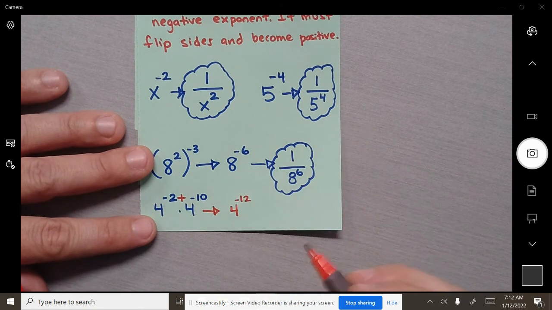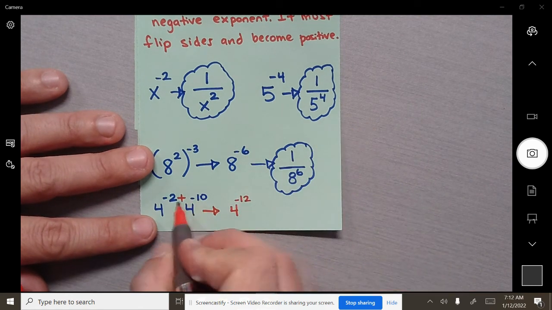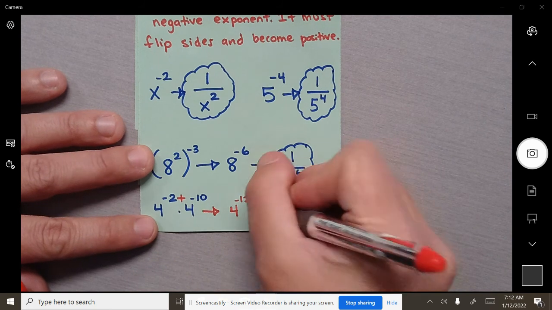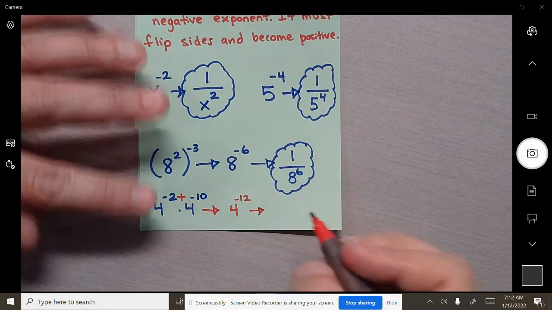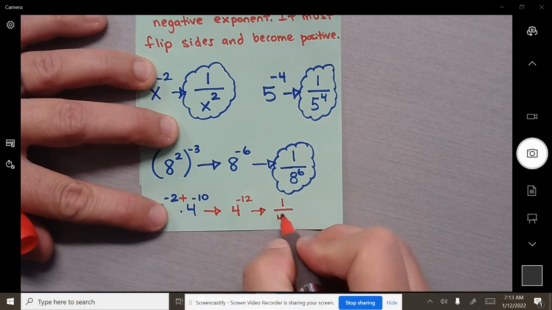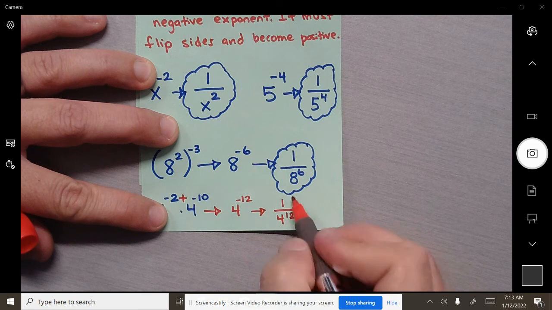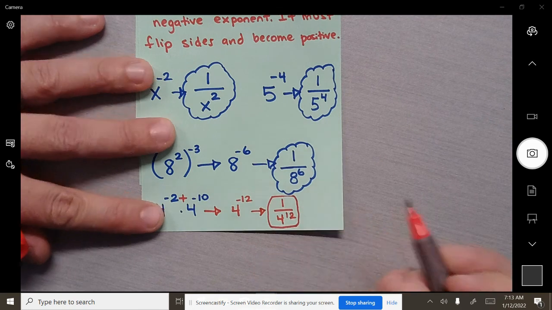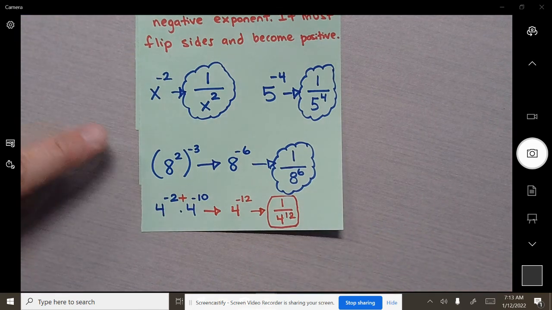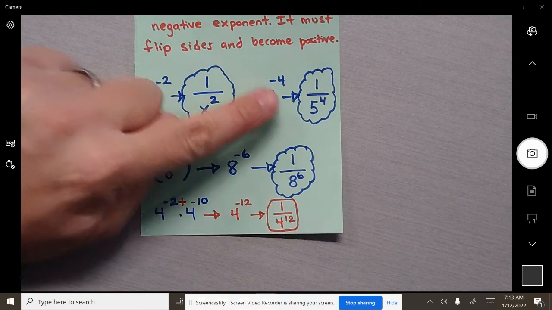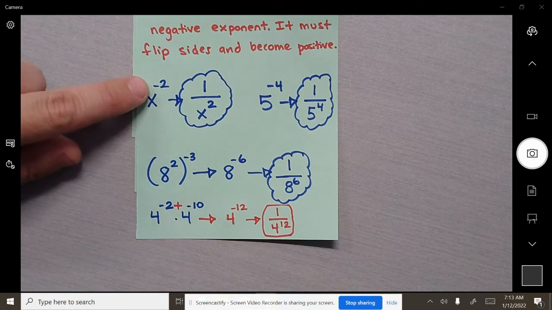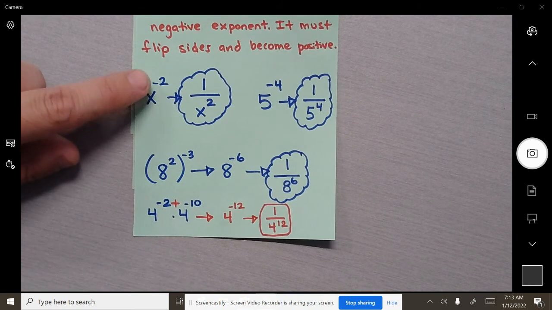Right? Negative 2 plus negative 10, they combine together to become negative 12. Are you allowed to leave it like that? No. All right. So just remember, if you have a negative, it has to flip sides. Negatives have to flip. They're unhappy. They're sad. To be happy, to turn positive, they have to flip sides.